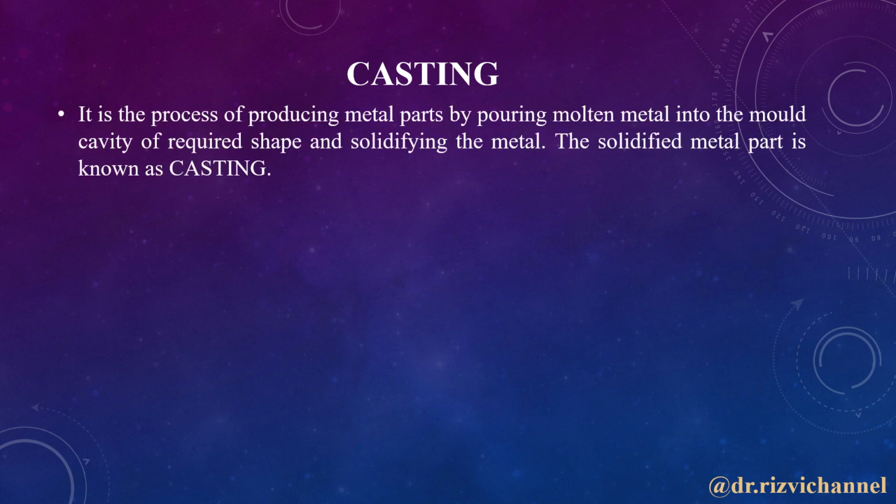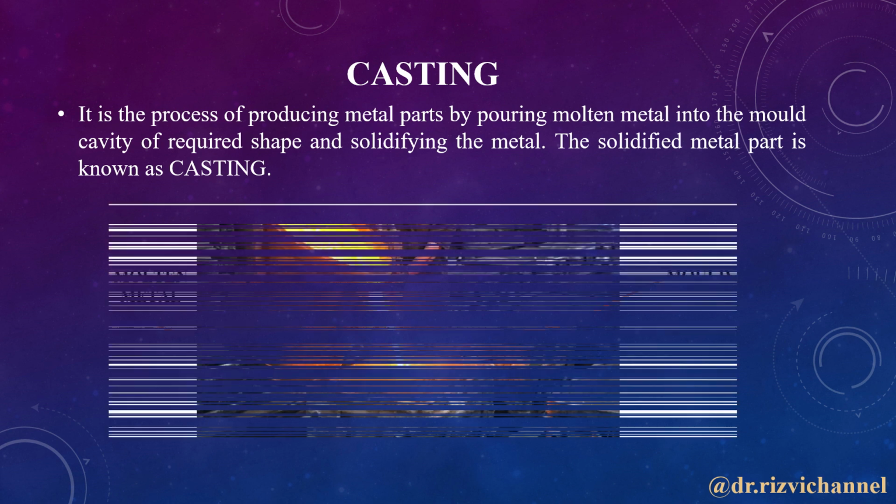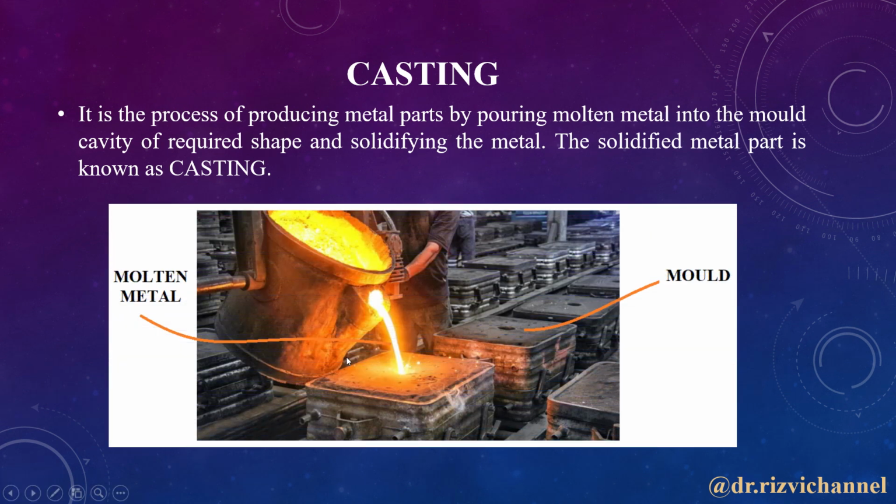Casting is basically the process of producing metal parts by initially melting the metal and then pouring that molten metal into the mold cavity of required shape and size and then allowing it to solidify. On solidification, the metal part that is obtained is known as casting. Here in the image below, you can see the molten metal is poured through the ladle into the mold cavity. These are the molds and this is the ladle containing the molten metal.